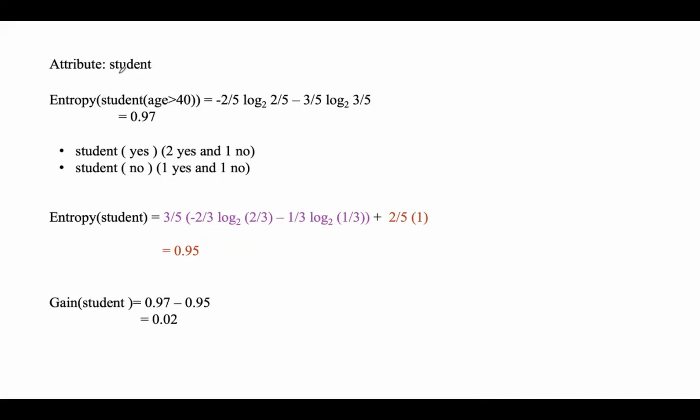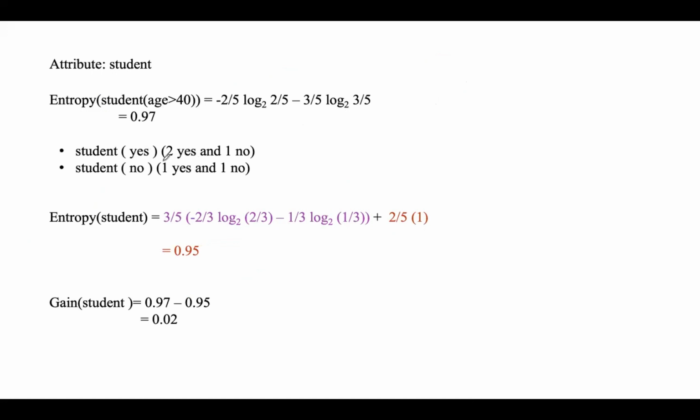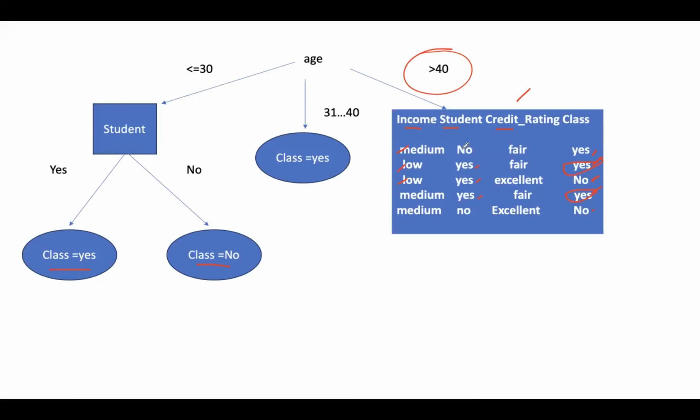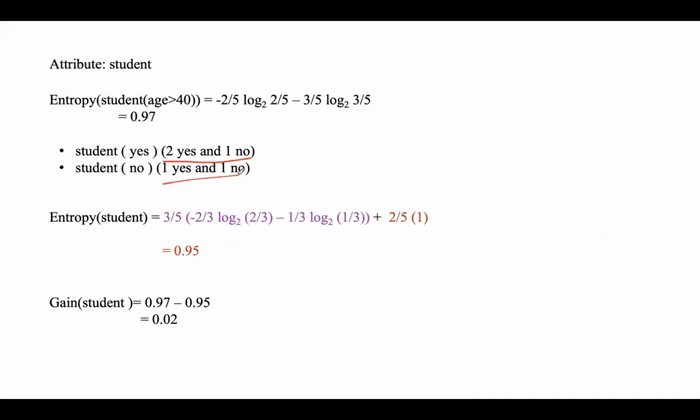Next, if you take student, then student categories are yes and no. Number of yes are 3, out of which 2 are yes and 1 is no. So 2 yes, 1 no. And student no means 1 yes, 1 no. So calculate entropy and then information gain for student.